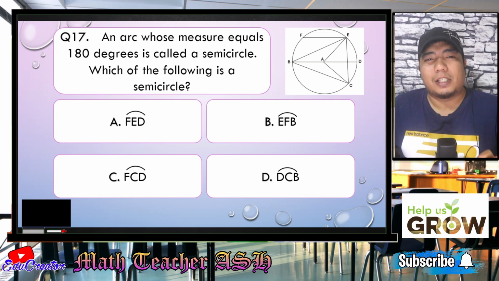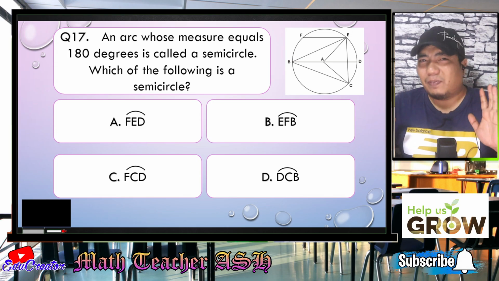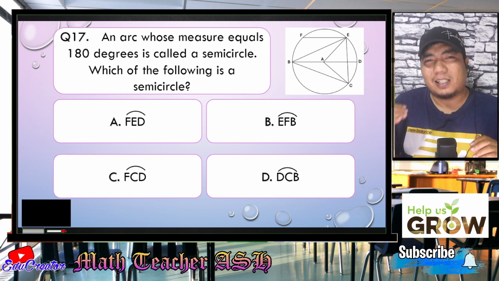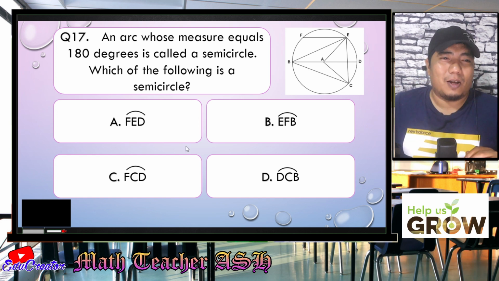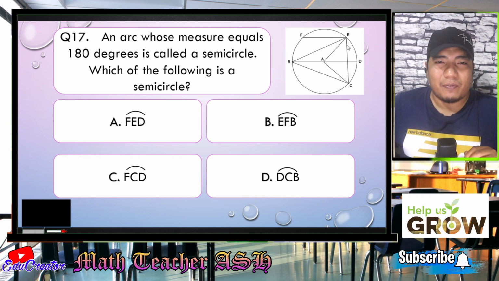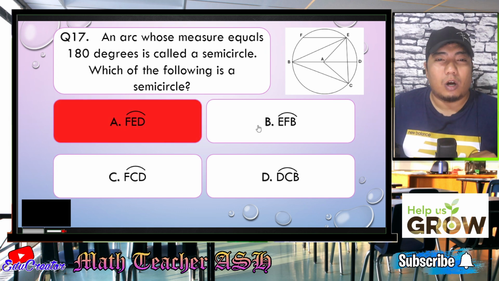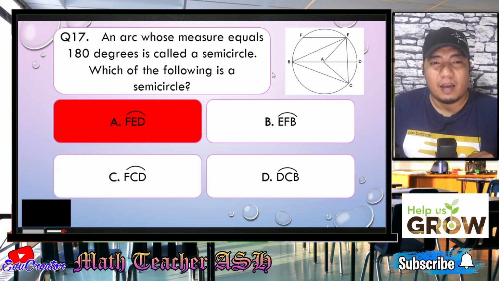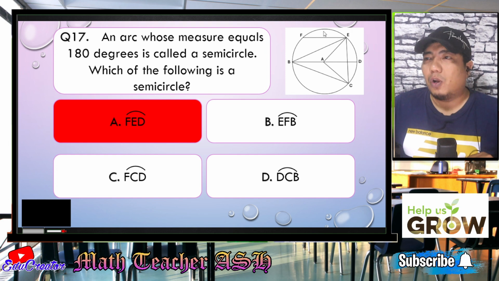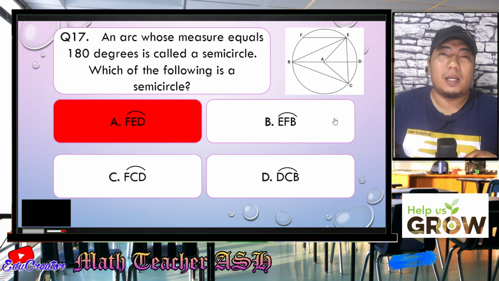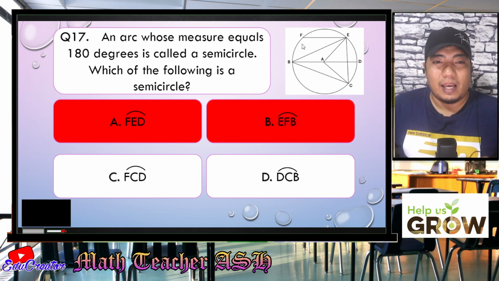Alright, math learners, in getting the semicircle, this is very easy. Why? Because you just need to get half of the circle. Okay, FED. So is this half? Alright, that's not half. A is wrong. EFB. Is it half? No, it's not half. So B is wrong. How about letter C?